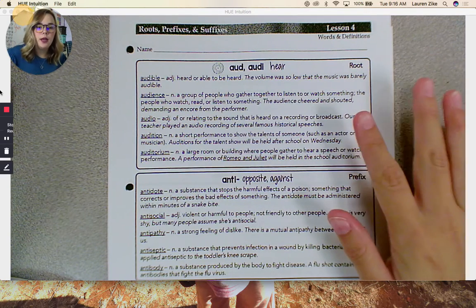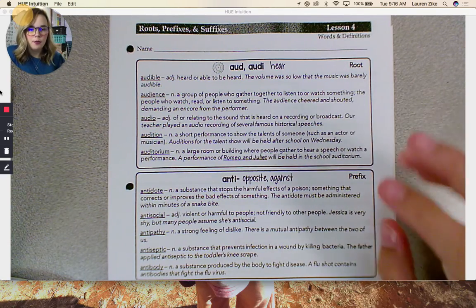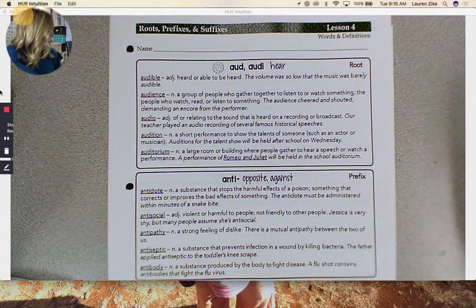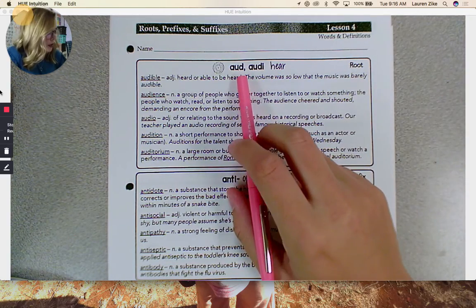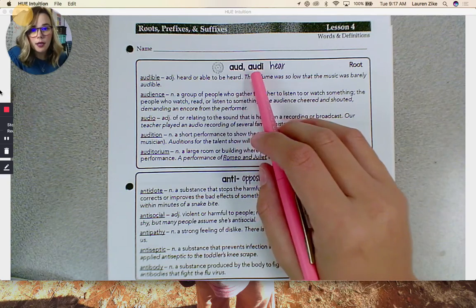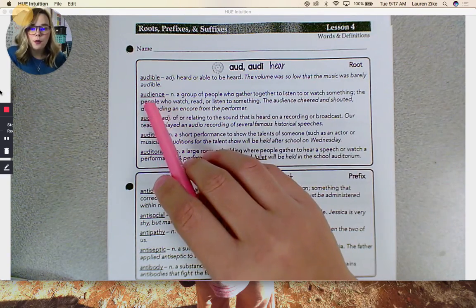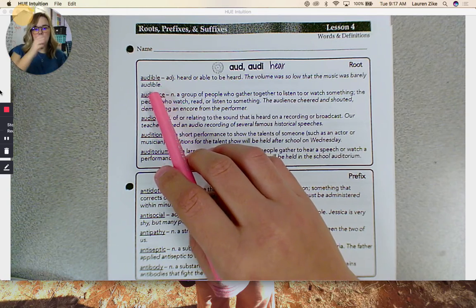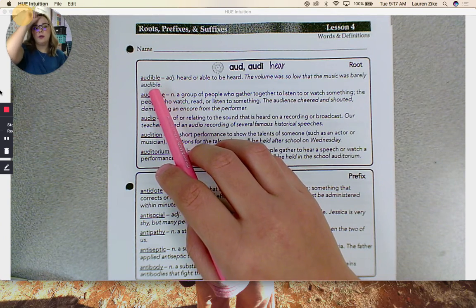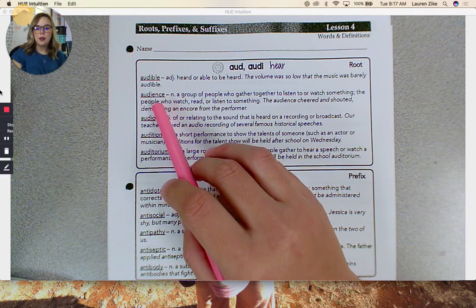So we have a new root this week and a new affix. We have a prefix. So let's take a look here. Our new root, we kind of have two versions of it, aud and audi, which both mean like to hear. So we have the word audible, which is an adjective, means heard or able to be heard. If you can hear something, it is audible.